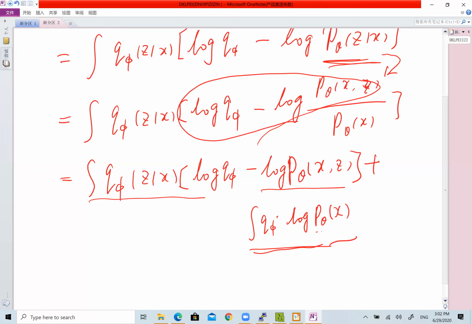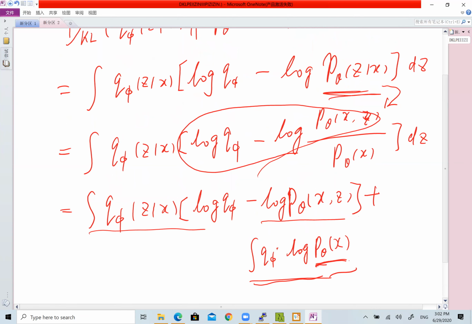We say that log p theta of x has no dependence on the z. Sorry, I forgot to write the integration variable. Yeah, that's dz. Here also dz. Because this has no dependence on this dz, it is kind of a constant in this integration, so you can extract it out, right? Once you extract it out, and because this q phi is a normalized distribution function, in the end this is just log p theta of x, right? This is our marginal likelihood, the one we want to maximize, right?